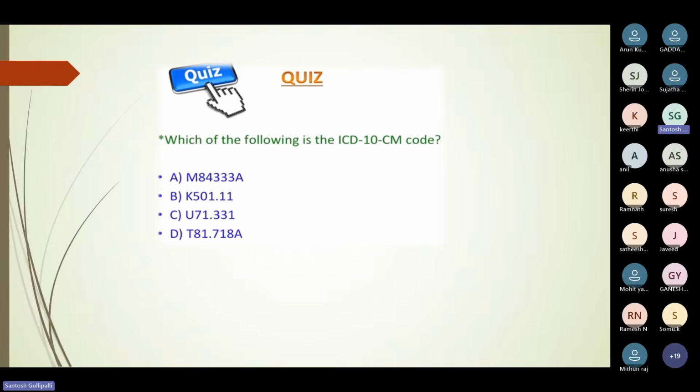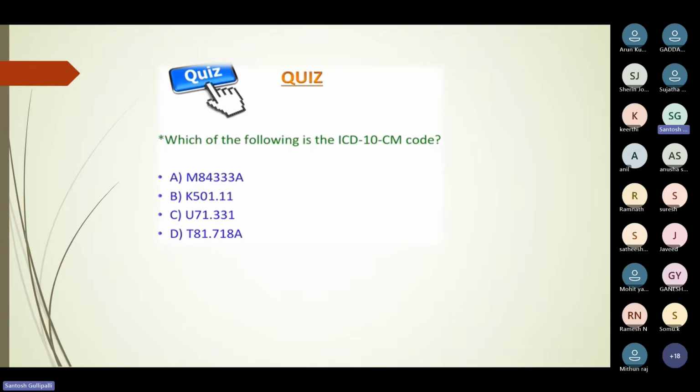They are asking which of the following is a valid ICD-10-CM code. As per the ICD-10 code structure, the first character is an alpha letter, the second character is always numeric, and the third to seventh characters are alpha with numeric. After 3 characters the decimal point comes. So which one is the correct diagnosis code: A, B, C, or D? D, T81.718. Yes, answer D is correct.